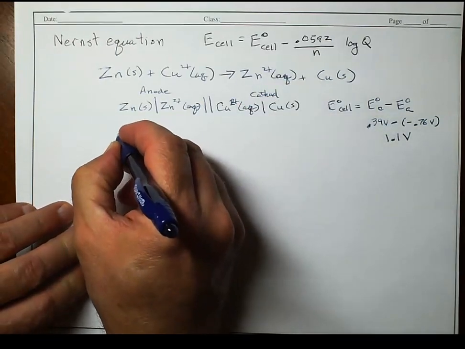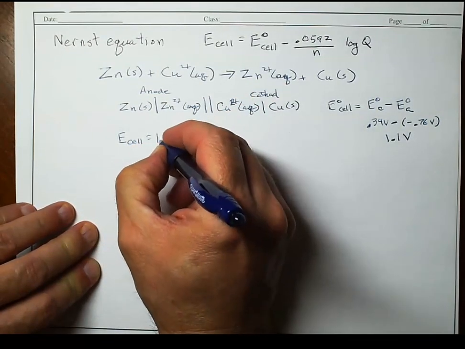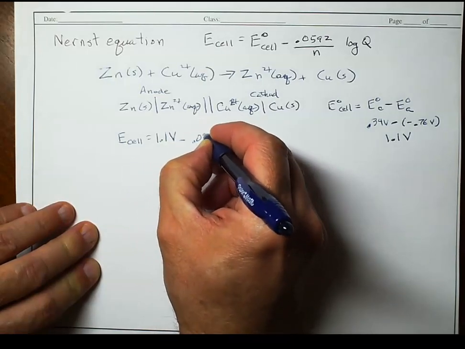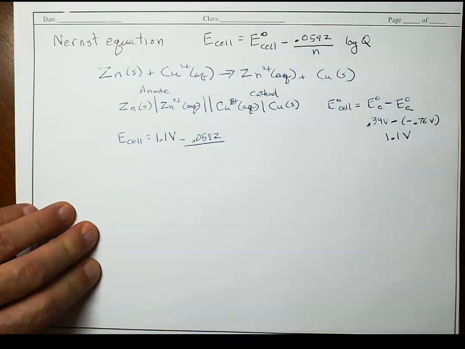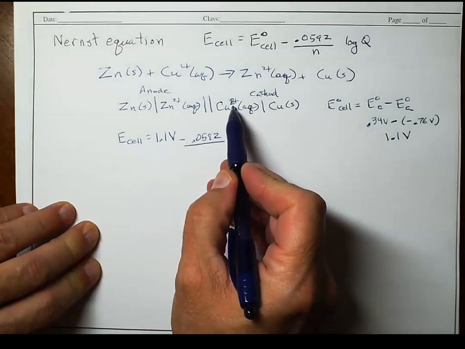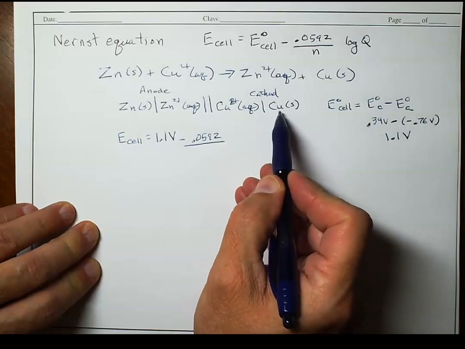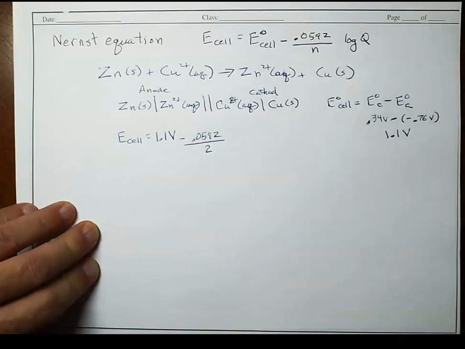So our non-standard potential will equal that standard potential of 1.1 volts minus 0.0592 over N. Now what is N? N is the number of electrons being exchanged. Zinc is losing 2 electrons to become plus 2. Copper 2 is gaining 2 electrons to become solid elemental metallic copper with no charge. So the number of electrons is 2. Next we need the log of Q.